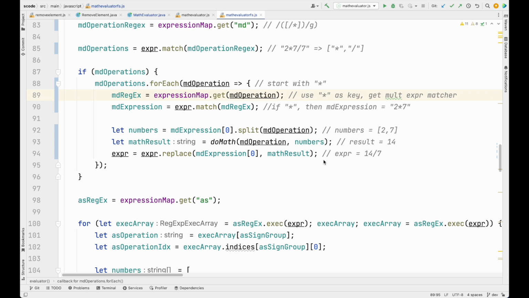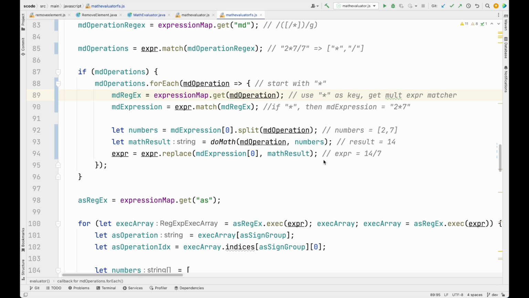The very next line, we're going to take the result. We're going to pass in the numbers array, which is 2 and 7, and the operation, if you remember, is a multiplication sign. And our do math function is going to give us back a result of 14. And then the very next line, we see the expression.